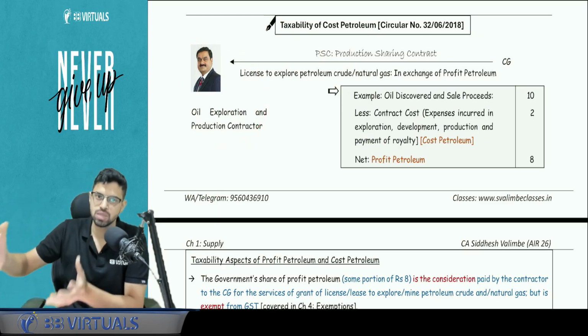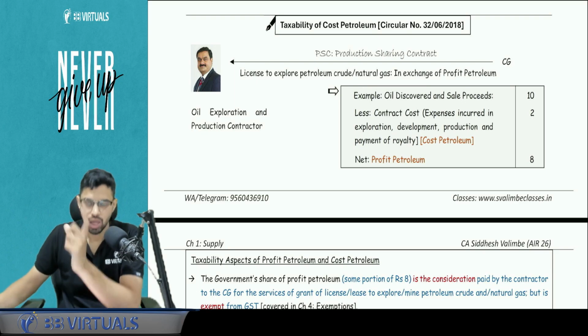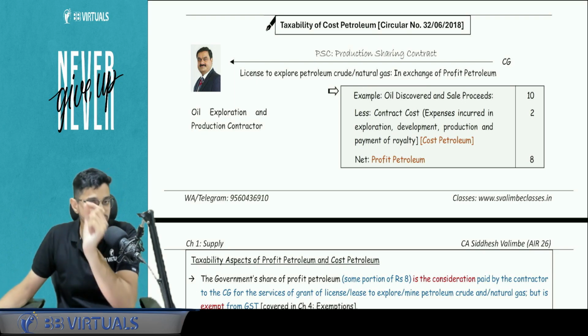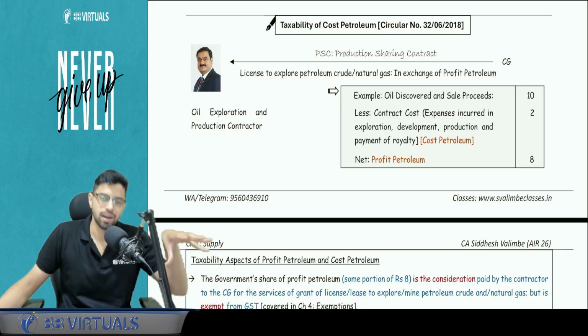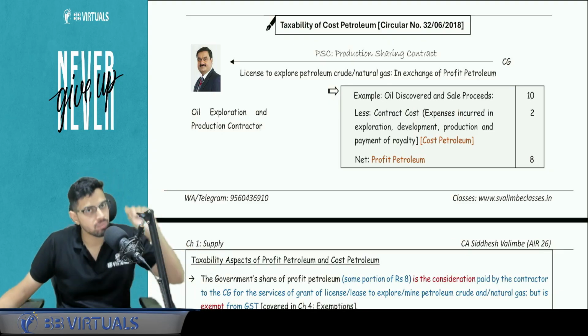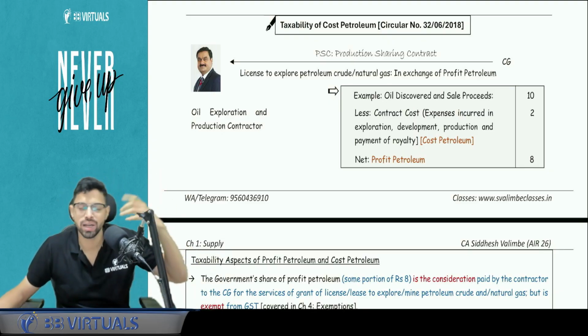Tomorrow the oil resources will be sold. We will get some amount. From that amount, we will first of all deduct whatever cost that I incur for the purpose of this digging and exploring the oil. And whatever amount is left, that will be distributed, that will be a profit.